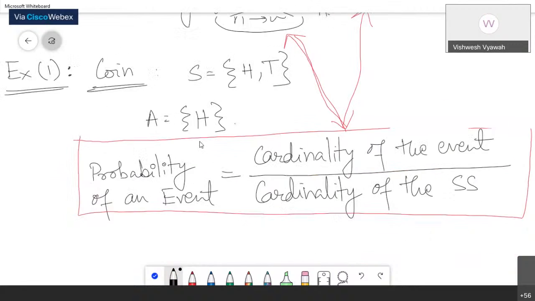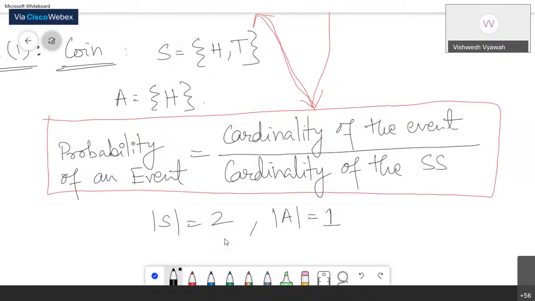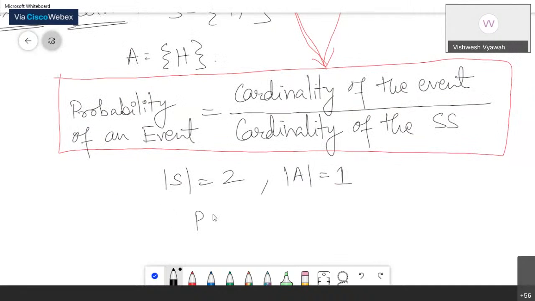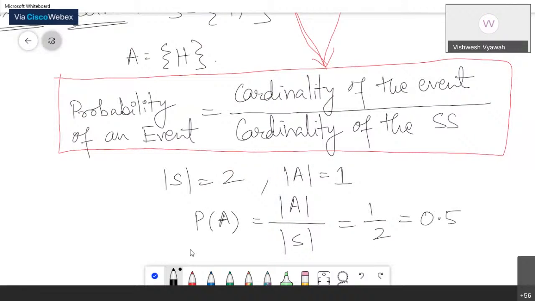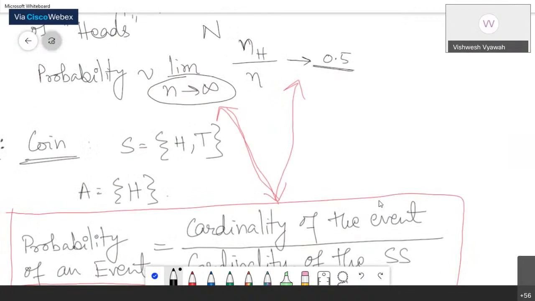So what is the cardinality of the sample space? Cardinality, as we know, is the number of elements, 2. What is the cardinality of your A? It is 1, because A has got only one element. Therefore the probability of A is equal to cardinality of A divided by cardinality of S, which is 1 by 2, which is equal to 0.5. But don't forget this important part.